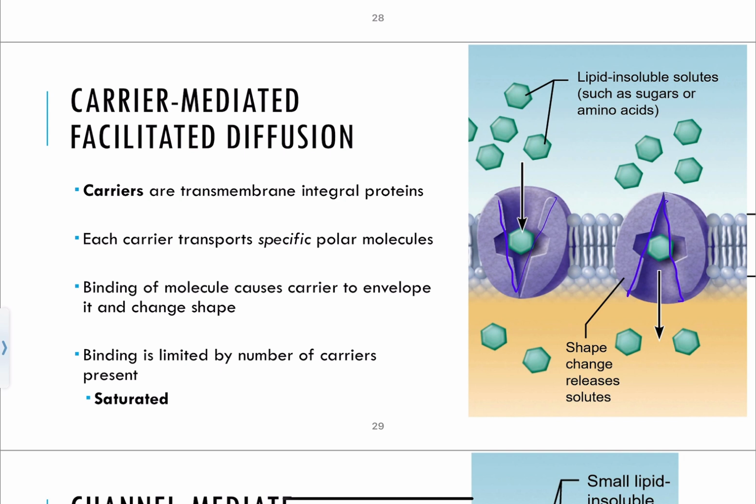However, when we talk about carrier-mediated facilitated diffusion, there is a limited number of carriers present in the plasma membrane, so there's something that we call saturation, and that's when all of our carriers are engaged. So the molecule's transport is going to be occurring at its maximum rate when we have a saturation point for these carriers.